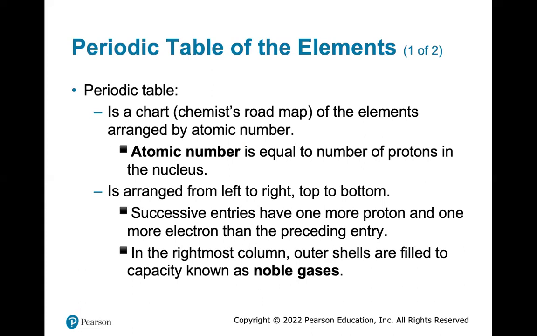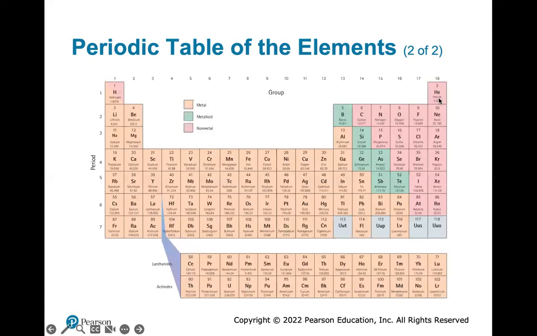In the rightmost column, outer shells are filled to capacity, known as noble gases. So this here, the helium, neon, argon, krypton, xenon, radon, they have their shells full, and so they don't accept electrons, and they don't lose electrons. Over here, you always have an extra electron on the outer shell.